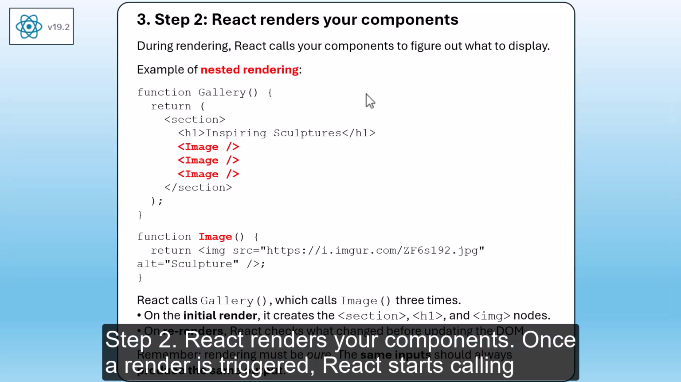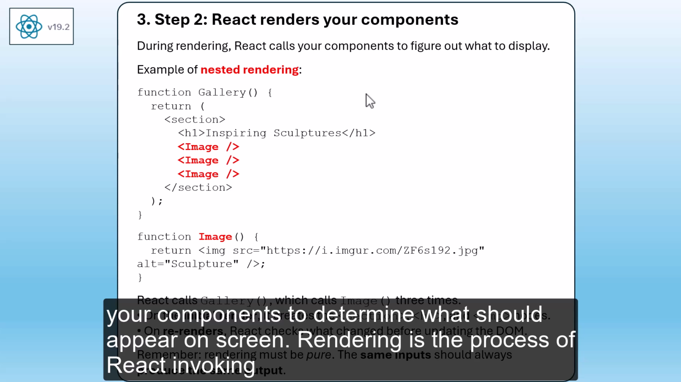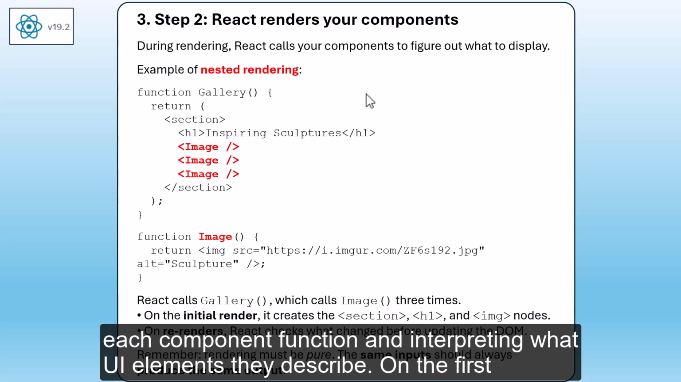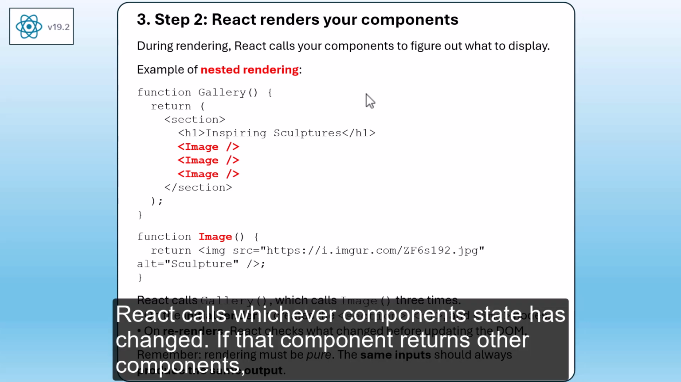3. Step 2: React renders your components. Once a render is triggered, React starts calling your components to determine what should appear on screen. Rendering is the process of React invoking each component function and interpreting what UI elements they describe. On the first render, React calls the root component, the one at the top of the component tree. For later renders, React calls whichever component's state has changed.